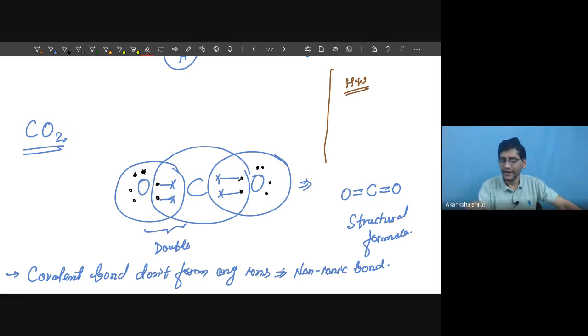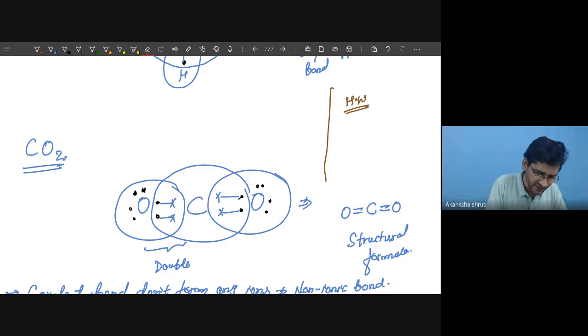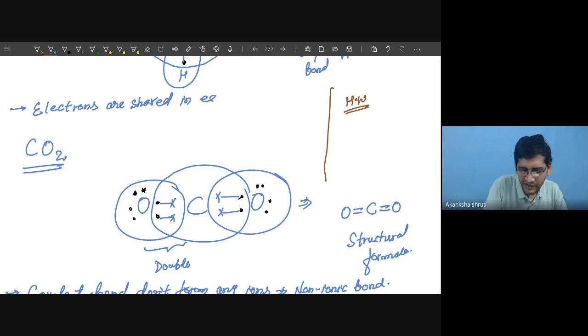So what is the difference between covalent and electrovalent? Covalent bond is formed by sharing. There is no charge separation. It is non-ionic. It will not conduct electricity. Other properties, whatever we have learned earlier, everything is known to you. There is no charge separation. So here the electrons are shared. You may write one more line. So here electrons are shared in equal number.